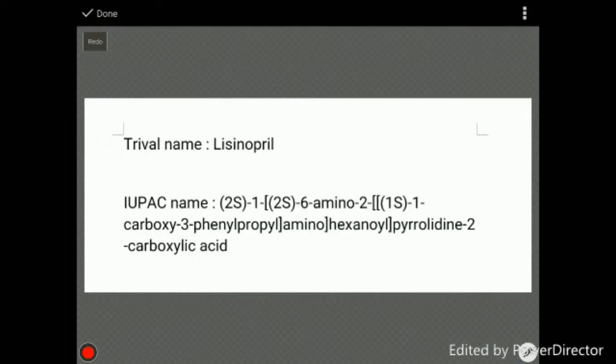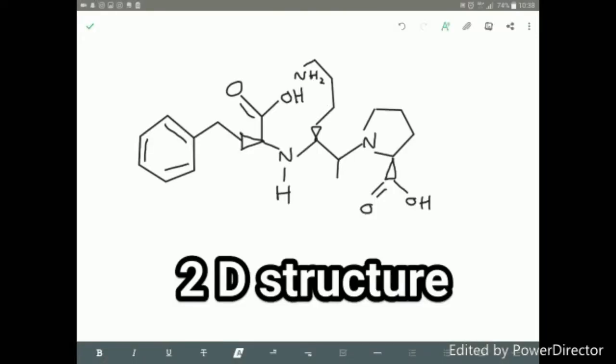The trade name of the drug is Lisinopril and the IUPAC name of the drug is (2S)-1-[(2S)-6-amino-2-{[(1S)-1-carboxy-3-phenylpropyl]amino}hexanoyl]pyrrolidine-2-carboxylic acid. Okay, let's talk about the chemical structure of Lisinopril. So this is the 2D structure of Lisinopril.